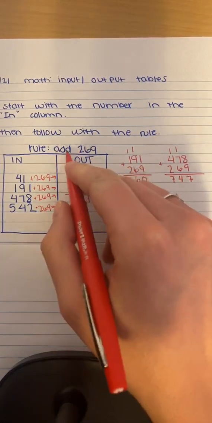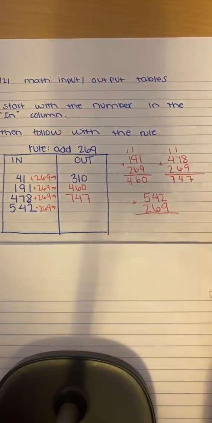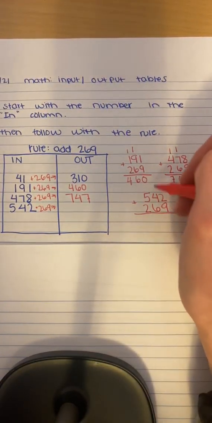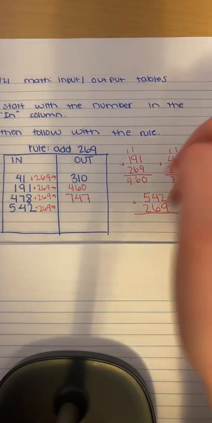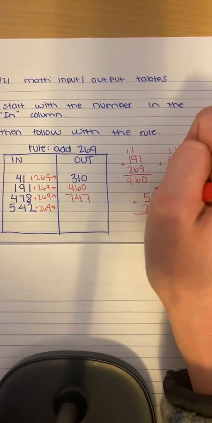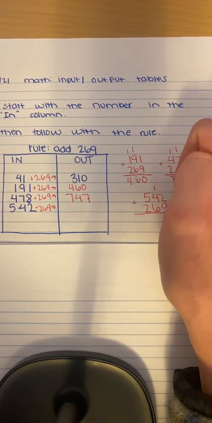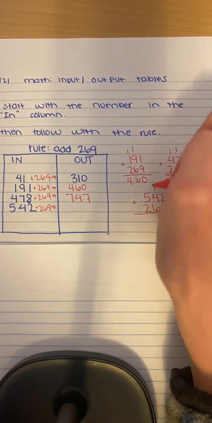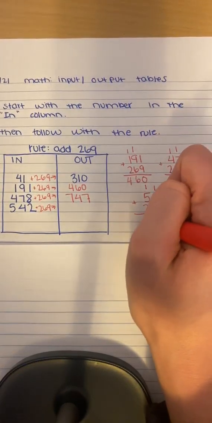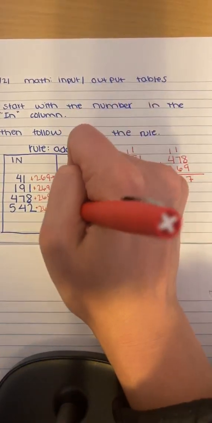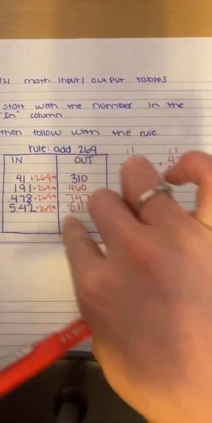And our last one for the table, 542. And the rule is add 269. Now we're going to add them together. I see my ones, tens, hundreds place are all lined up. In my ones place, I have 9 plus 2, which gives us 11. So 1 goes here and my other one carries over. 6 plus 4 plus 1 gives us 11 as well. So I have my 1 down here and then my 1 carries over. Then 1 plus 5 plus 7 gives us 8. So our answer would be 811. Because this is our in, and then we added our rule, and these are the answers we got.